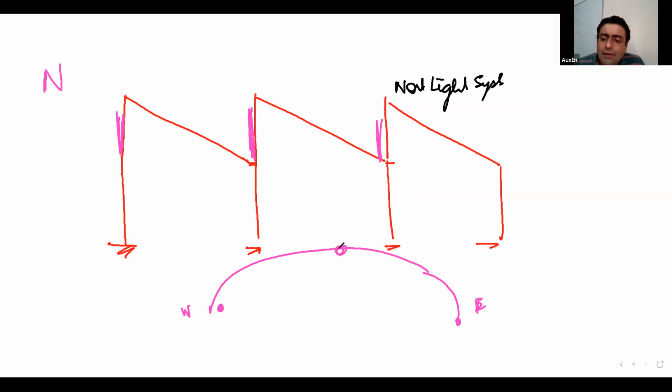And usually it is not directly overhead, isn't it? The sun is not overhead. It is, I would say, tilted southwards. Do you know this fact or not? I hope all of you know this, that the sun is tilted southwards in the northern hemisphere.